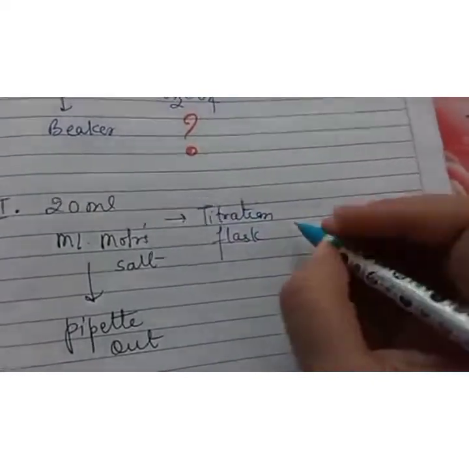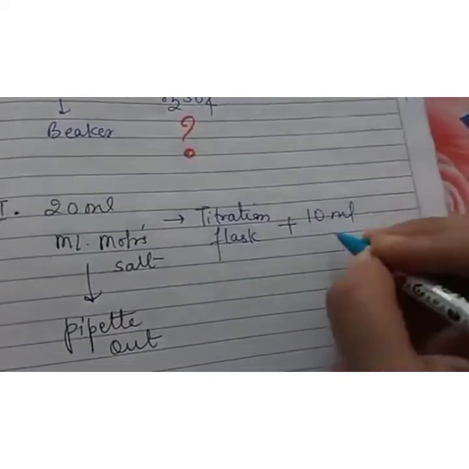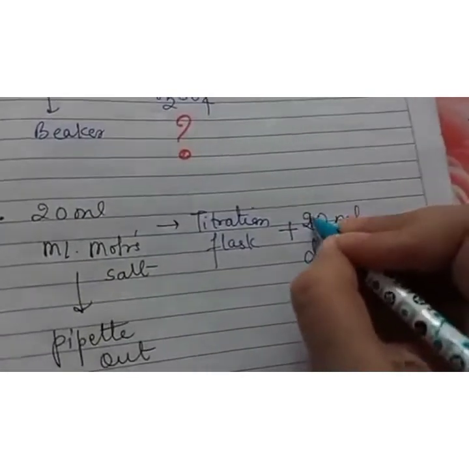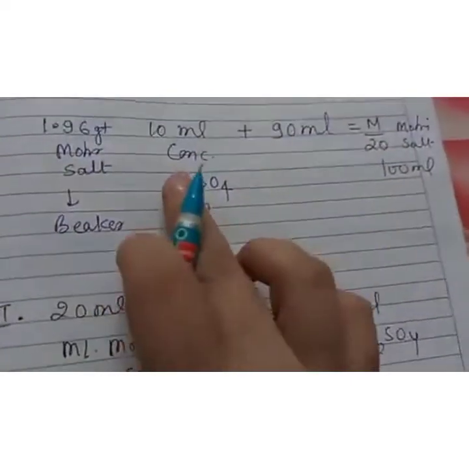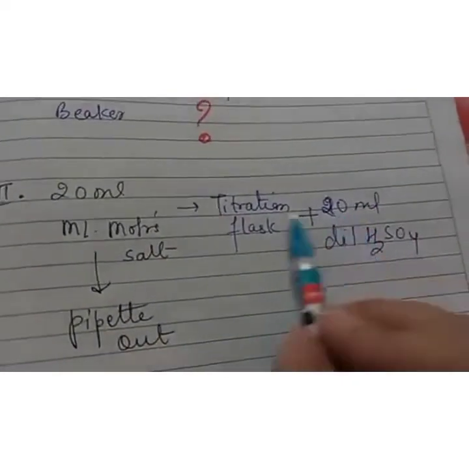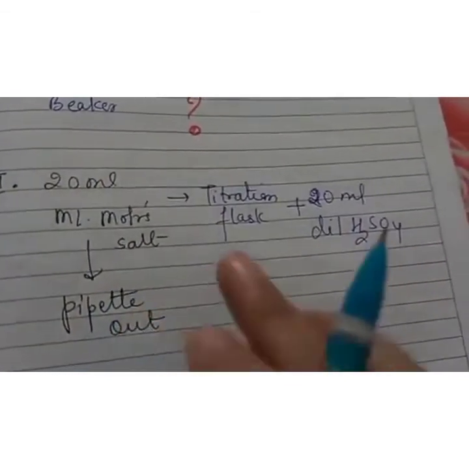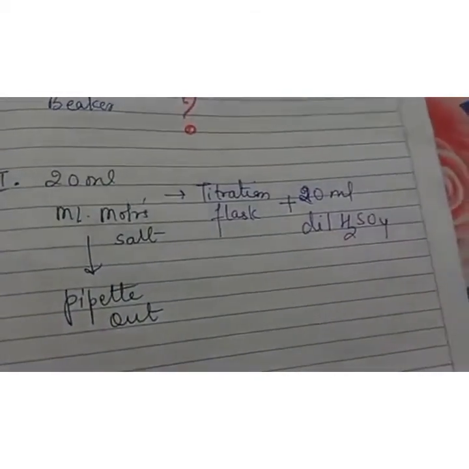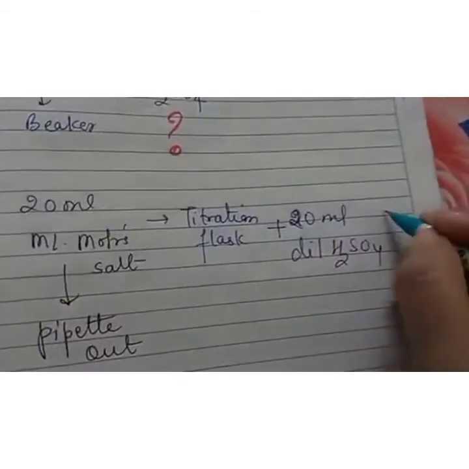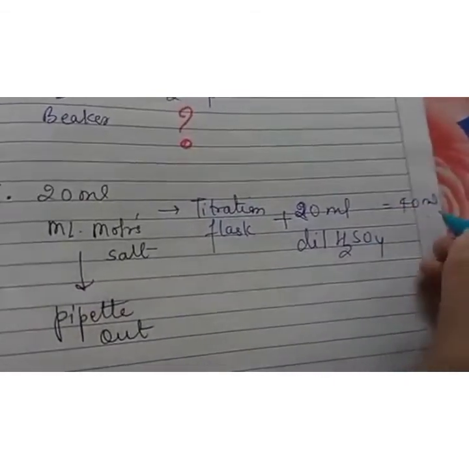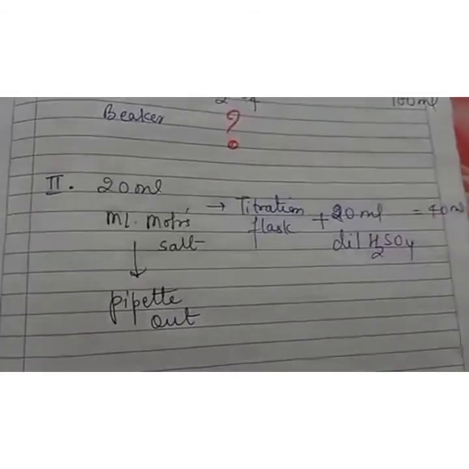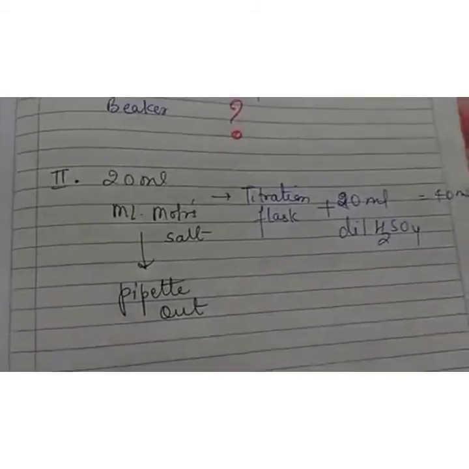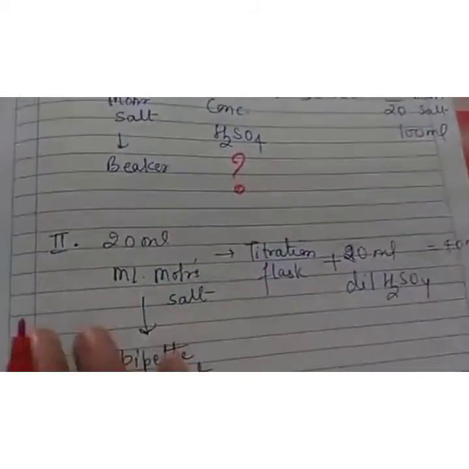And in this conical flask, you will add about 20 ml of dilute H2SO4, or one test tube full of dilute H2SO4, in the titration flask. That means altogether you have 40 ml of solution in the conical flask: 20 ml Mohr's salt and 20 ml of dilute H2SO4. 20 ml means one test tube full of dilute H2SO4.